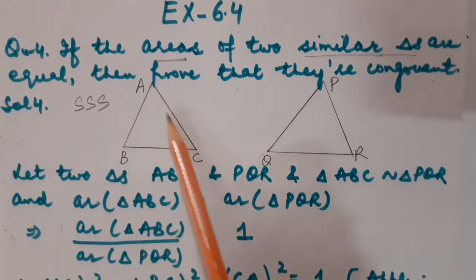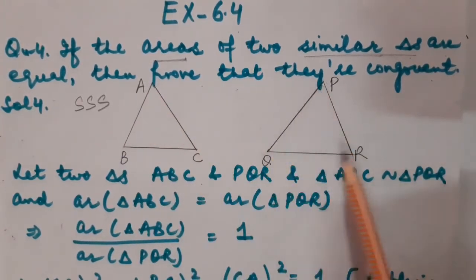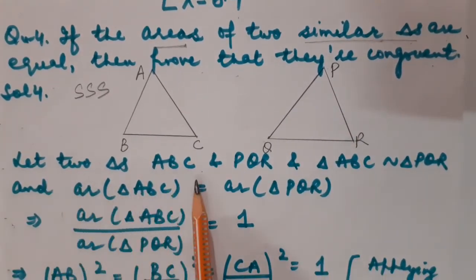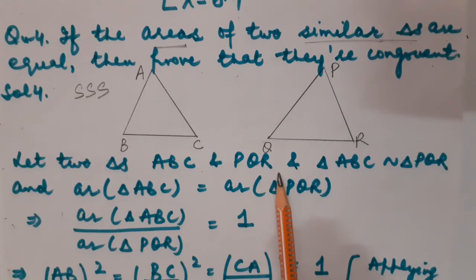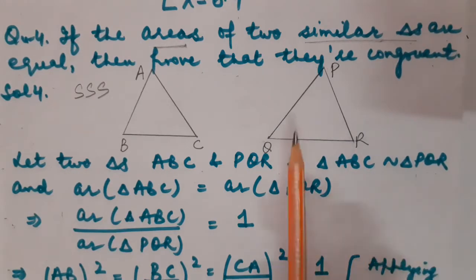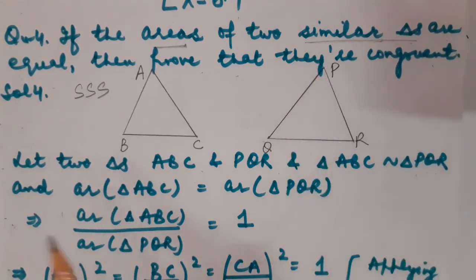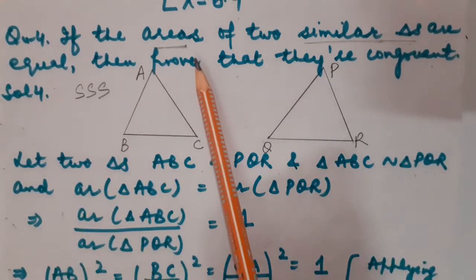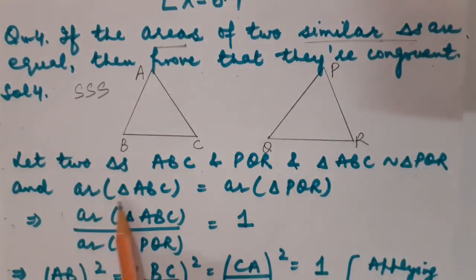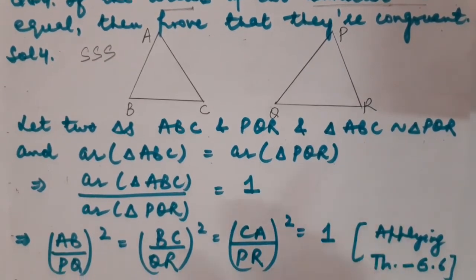Let one triangle be ABC and another triangle be PQR. Now what is given to us? Let triangle ABC and triangle PQR both be similar to each other. This has been given to us. And what else is given? That the areas of the two similar triangles are equal. So I have written that area of triangle ABC is equal to area of triangle PQR.